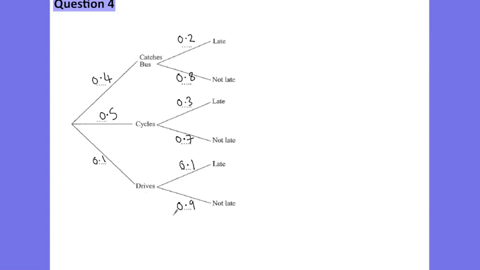A day is chosen at random. Find the probability that Joan is late for work. How can she be late for work? She can take the bus and then be late. She can cycle and then be late. She can drive and then be late. There are 3 different ways of her being late. We must calculate the probability of each one by multiplying across the branches.